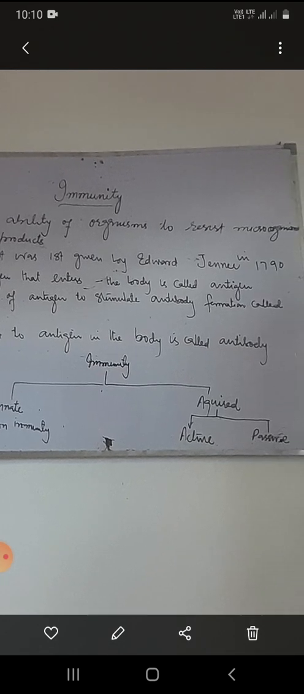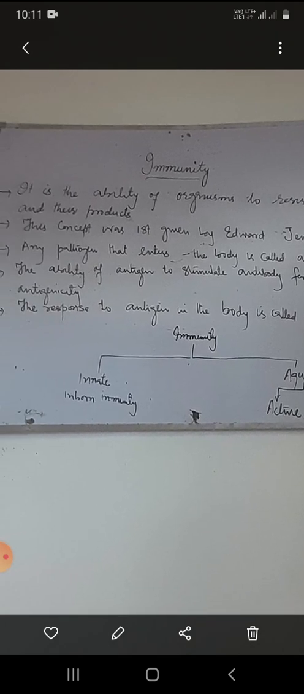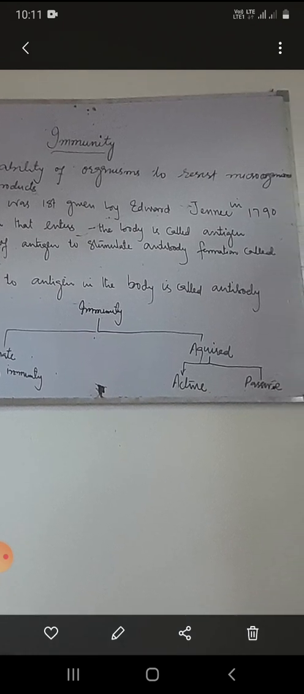Any pathogen that enters the body is called an antigen. The outside microorganisms that enter the body are called antigens, and the response of the body against that antigen is called an antibody. The ability of the antigen to stimulate antibody formation in the body of organisms is called antigenicity. The response to antigen in the body is called antibody.